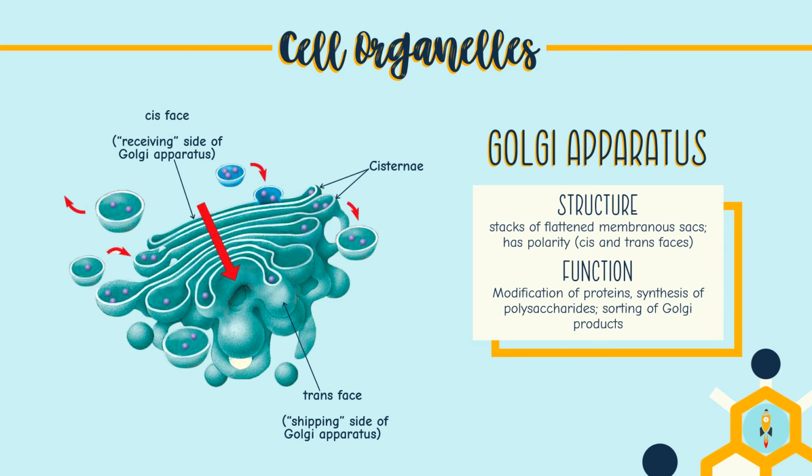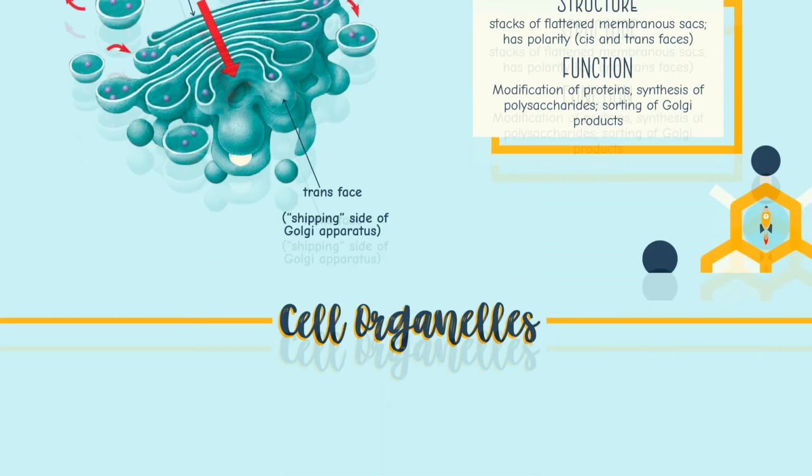The stacked membranes modify the vesicle contents as they move along. The proteins get address labels that direct them to various other parts of the cell. During this modification, the Golgi apparatus can add carbohydrate labels to proteins or alter new lipids in various ways.